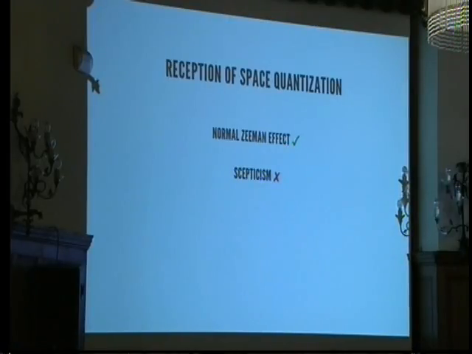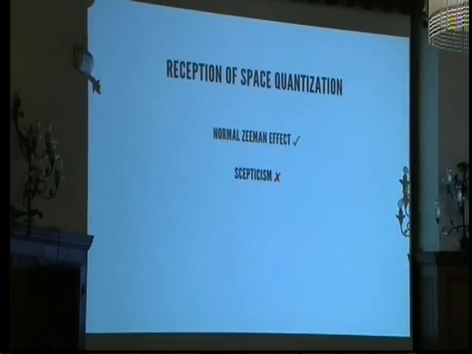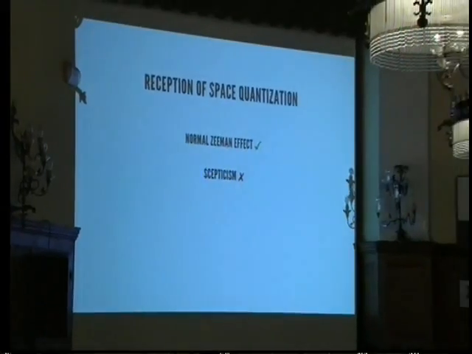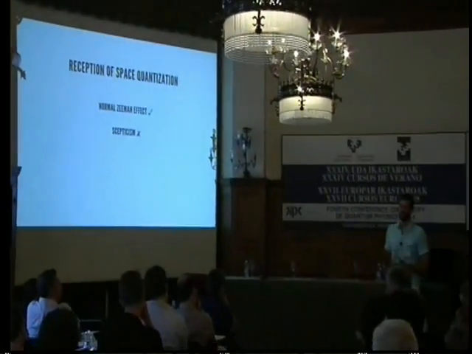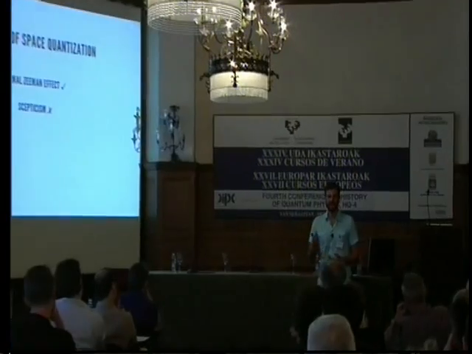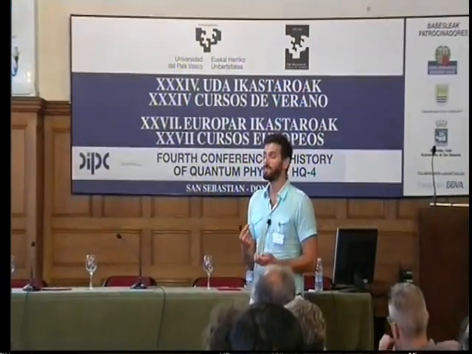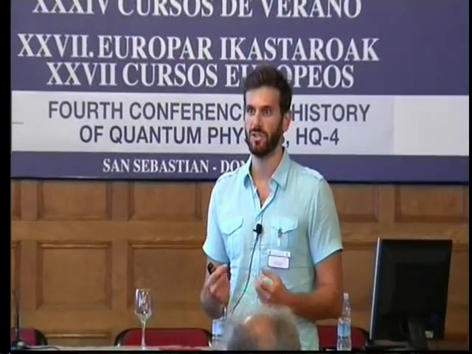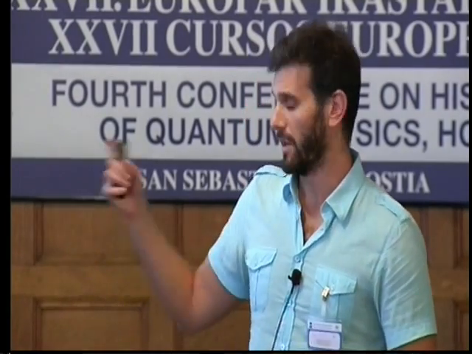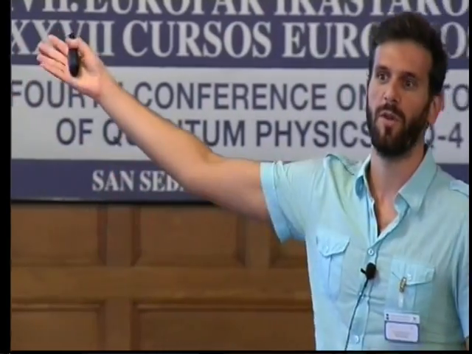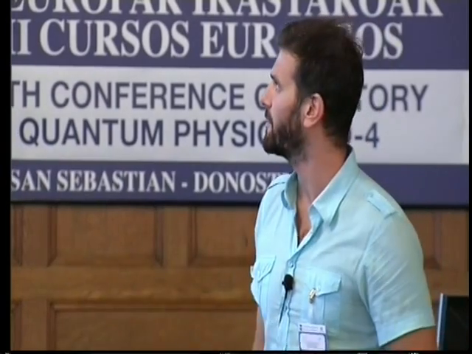A negative point of reception, and this is something that is said afterwards, a posteriori, is that it seems that there was some kind of rejection, some kind of skepticism against space quantization, because many physicists regarded it as just a purely mathematical tool. They doubted that the orbits could actually be aligning themselves with the magnetic field. And we will see that this could be one of the motivations to do this Stern-Gerlach experiment.